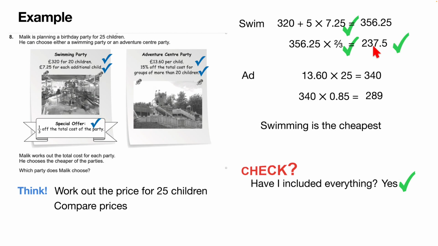And I get a mark for actually making the right calculation. Brilliant. So getting the full price, getting the discount, getting the right price. I get a mark for getting 13.6 times 25, because 25 kids, and for the discount, and for getting the answer right. And I get a mark for working out that 237 is smaller than 289. Crumbs. Easy marks. 7 marks.